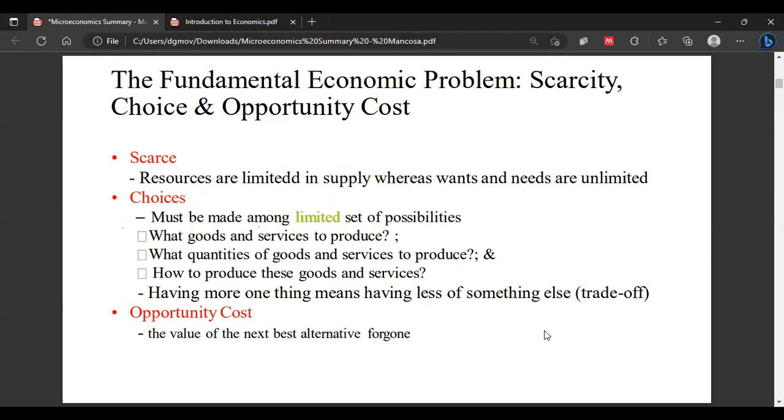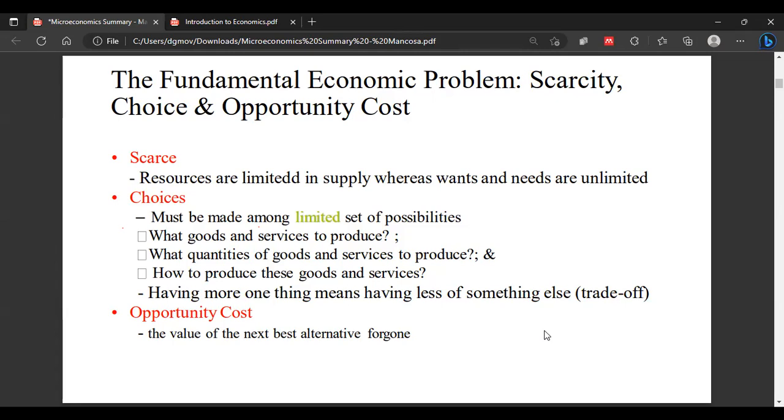Now, we've explained this, a recap, right? What is the fundamental economic problem? Scarcity. What does scarcity talk about? We are saying resources are limited in supply, whereas wants and needs are unlimited, right? And a choice must be made amongst a limited set of possibilities. If you are a firm, you have to decide what goods and services to produce, how much of the good or service to produce, and how to produce these goods and services.